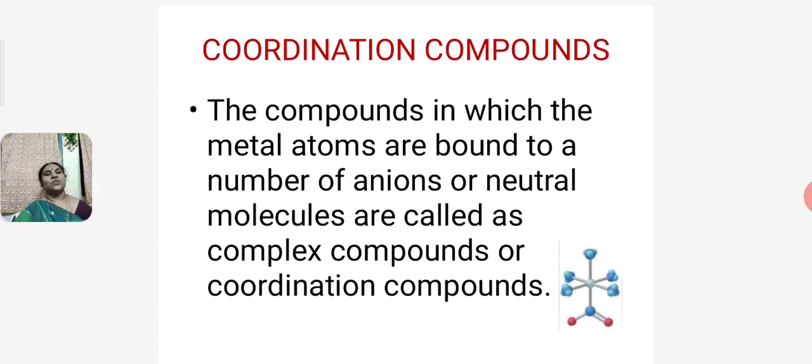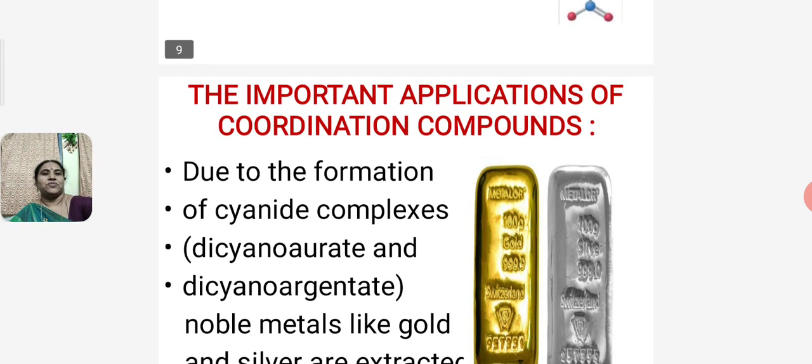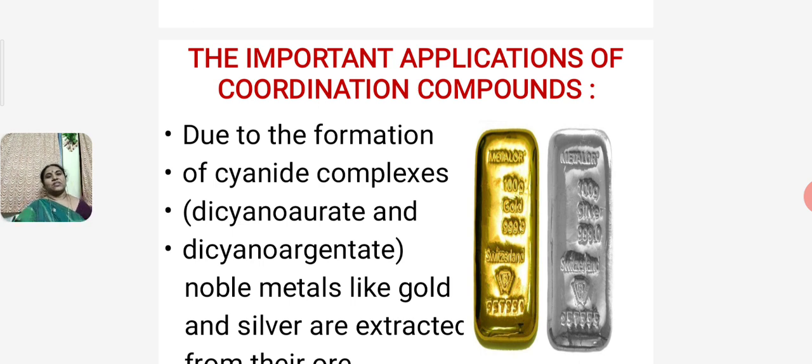Now let us see what are coordination compounds. The compounds in which metal atoms are bound to a number of anions or neutral molecules are called as coordination complexes or coordination compounds. Now let us see what are the important applications of coordination compounds and why we should be learning about coordination compounds.